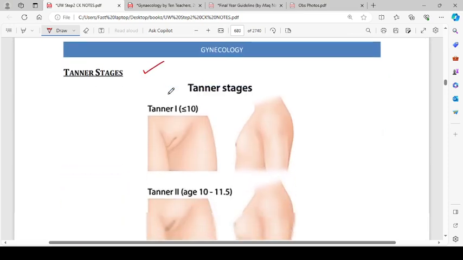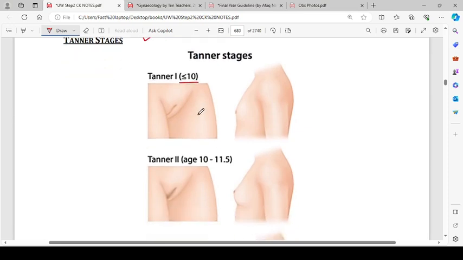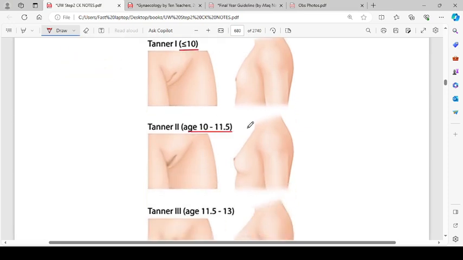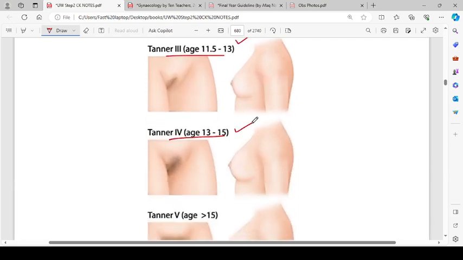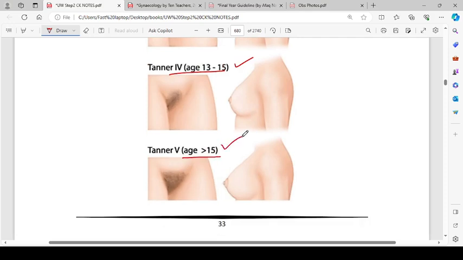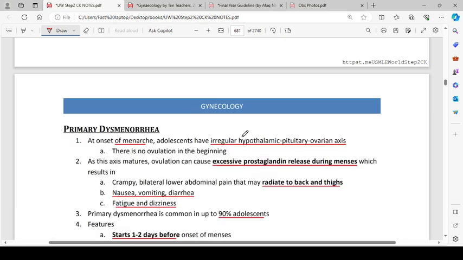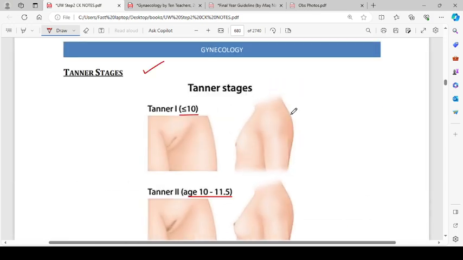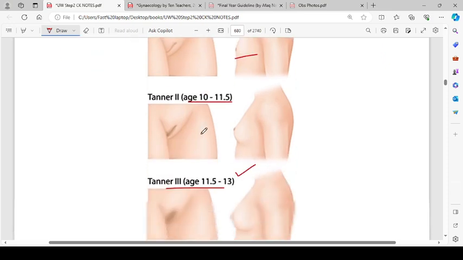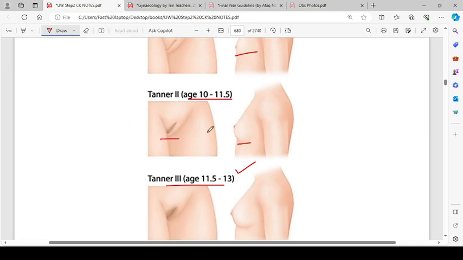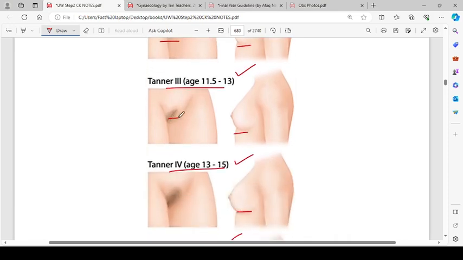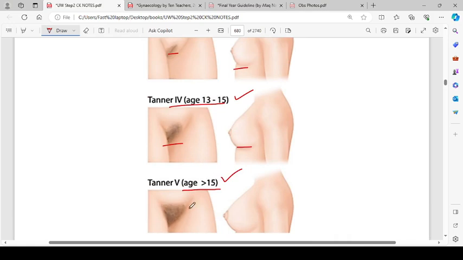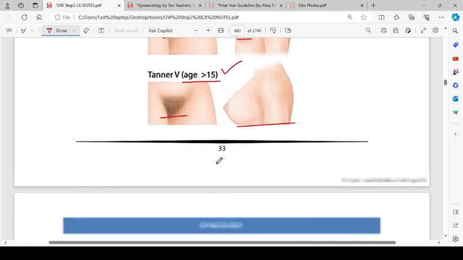The Tanner stages are: Tanner stage 1 less than 10 years, Tanner stage 2 is age 10 to 11.5 years, Tanner stage 3 is 11.5 to 13 years, Tanner stage 4 is 13 to 15 years, and Tanner stage 5 is more than 15 years. So these are different stages of Tanner. In Tanner stage 2, there is thelarche but no pubarche. The breast enlarges and pubarche starts occurring, then the breast size grows further, and pubic hair also starts growing, and this is stage 5 where complete development of breast and pubic hair has occurred.